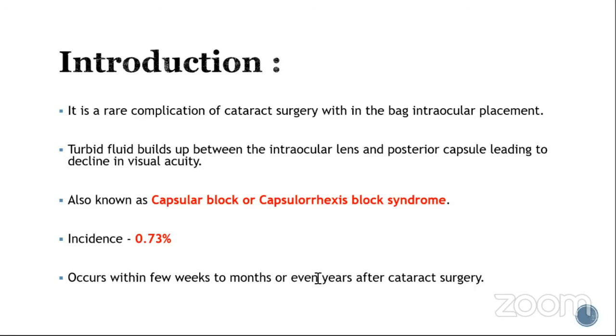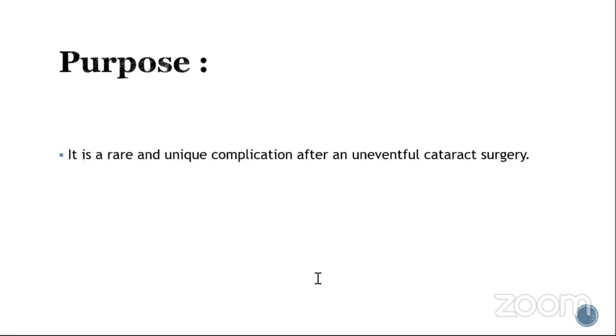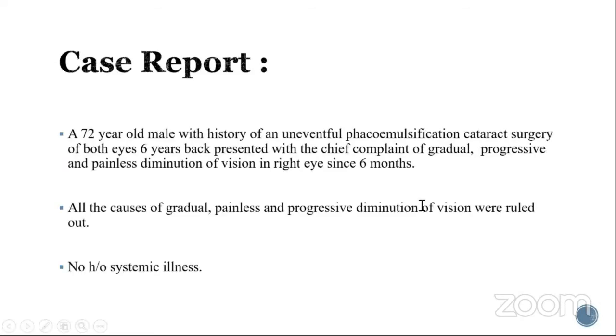A 72-year-old male with a history of uneventful phacoemulsification surgery of both eyes 6 years back presented with the chief complaint of gradual, progressive and painless diminution of vision in the right eye since 6 months. All the other causes of gradual, painless and progressive diminution of vision were ruled out. There was no history of systemic illness as well.